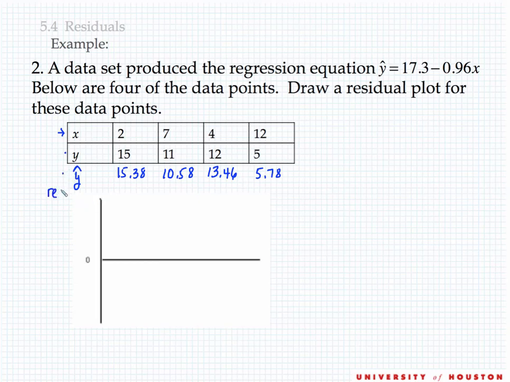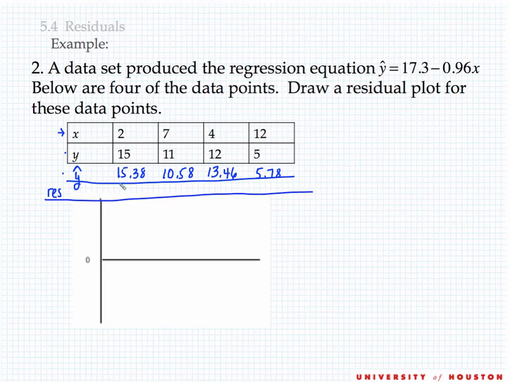So our residual we'll get by subtracting these two. So we need to get our residual values and then we'll plot them. So 15 minus 15.38 is negative 0.38. 11 minus 10.58 is 0.42. 12 minus 13.46, negative 1.46. And 5 minus 5.78 gives us negative 0.78.